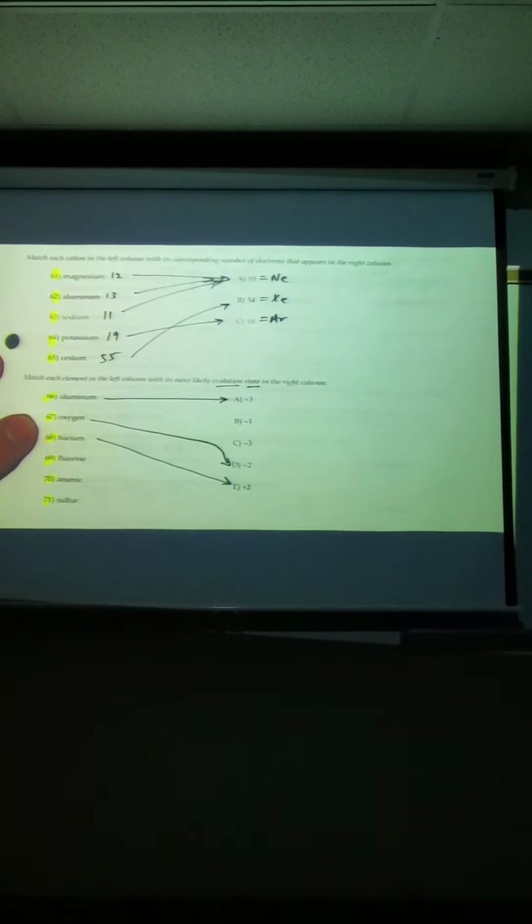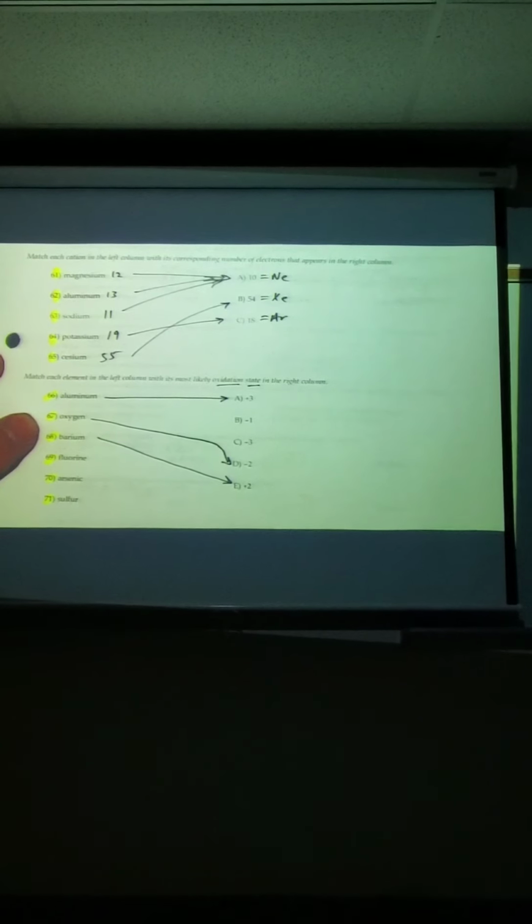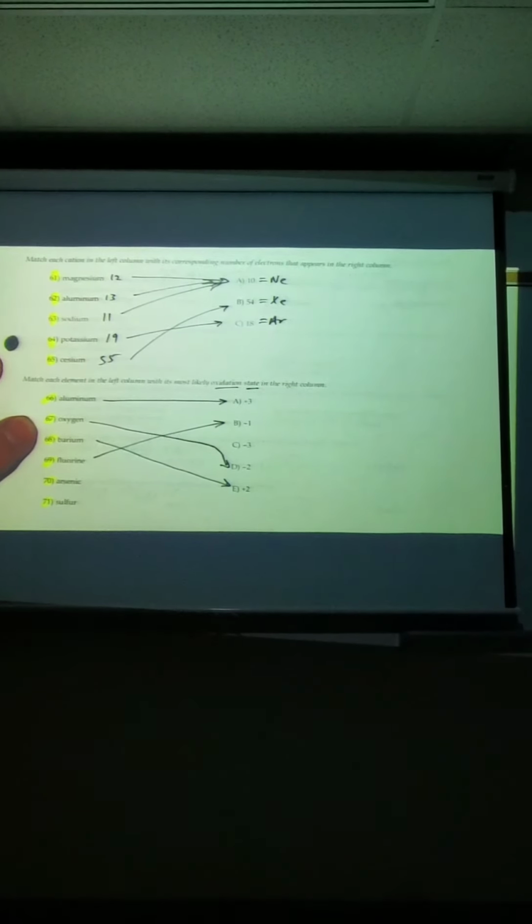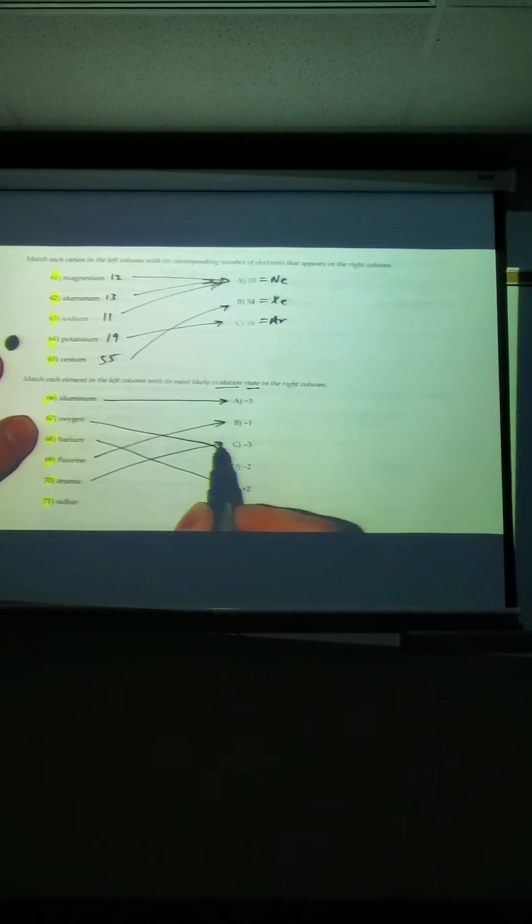Fluorine, it's got 9, it's going to want 10. The way to get there is to gain 1, like all halogens should do. Arsenic has 33 electrons, it wants to go to 36. That's going to be gaining 3 like the nitrogen family should.